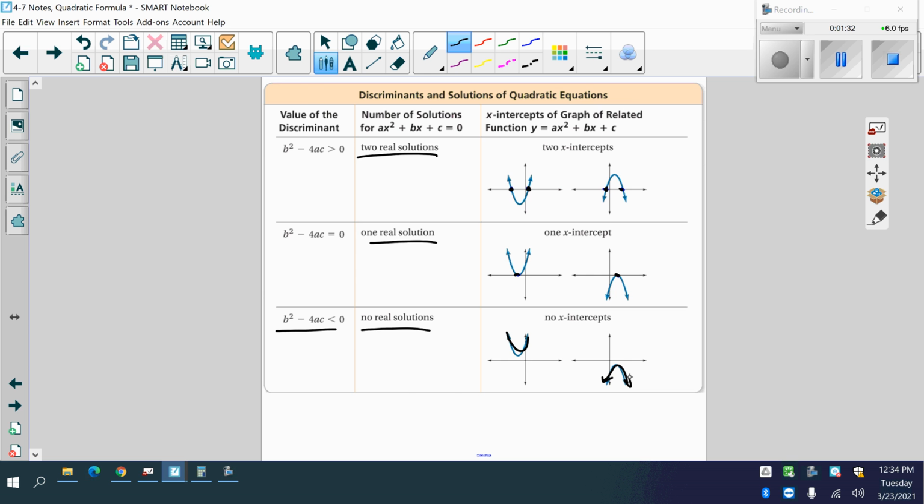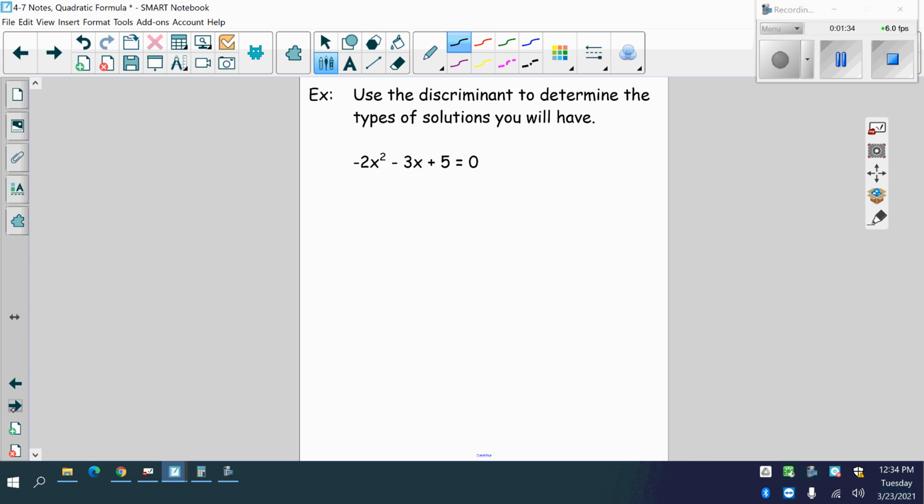So let's do a few examples. The first example, I need to know what a, b, and c are in order to use the formula for the discriminant, b squared minus 4 times a times c. Well, a, b, and c are just the coefficients. So I have a equals -2, b equals -3, and c equals 5.